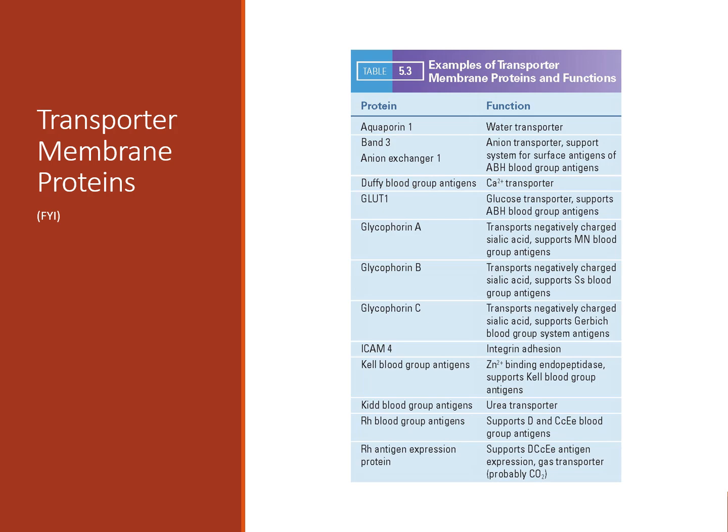ICAM4 is an integrin adhesion protein, KEL blood group antigens. So we've got zinc binding endopeptidase supports that KEL group. KID blood group antigens are urea transporters, so that helps get rid of nitrogenous waste across the barrier of our cells. We've got RH blood group antigens, which supports D, C, and E blood group antigens, and then we have RH antigen expression protein. So this is also a gas transporter and probably CO2.